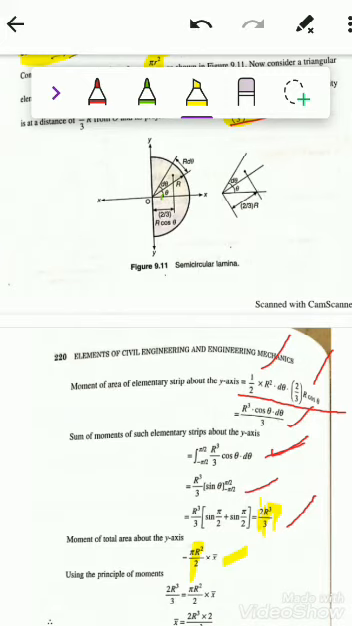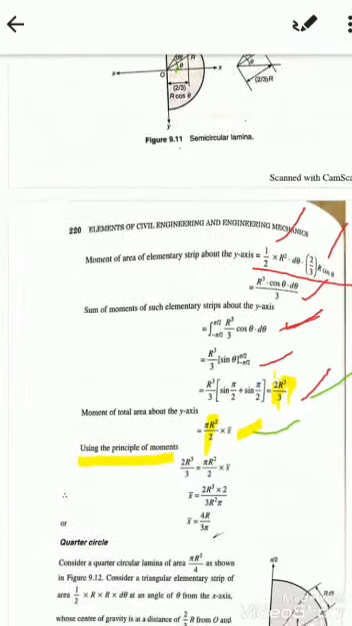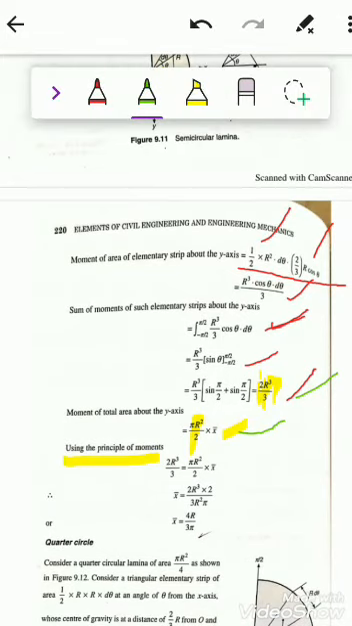So as usual, you have to apply the principle of moments. Equate these two equations, that is, the summation of the moments, equate this one and this one, and you will get the x bar value here. You can observe this x bar in your tabular column also. So x bar for a semicircle is 4r divided by 3 pi. So these are the simple derivations for a semicircle.